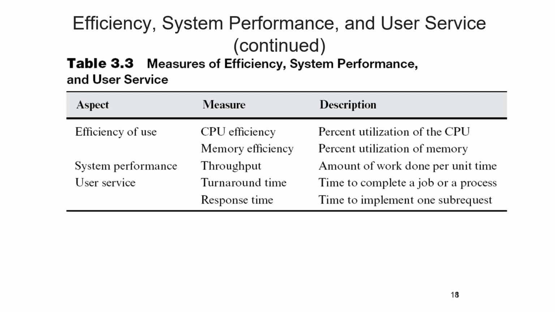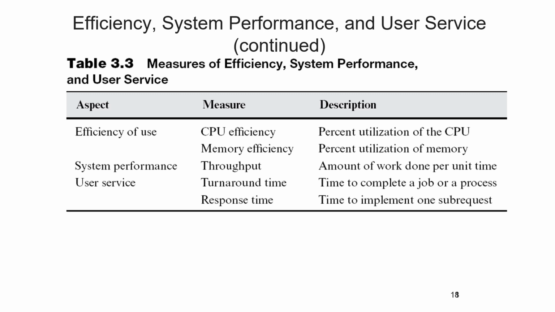In terms of throughput, turnaround time, response time and efficiency. Efficiency, I have told you, depends on the efficient usage of resource. So what are the resources? The basic resources available are CPU and memory. So the efficiency of use, in terms of resource, means we are going to calculate CPU efficiency and memory efficiency.